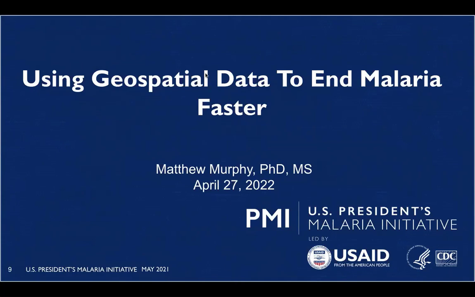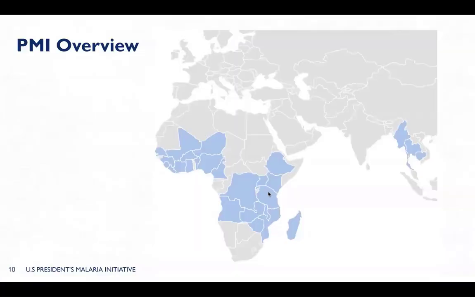I am the CDC Strategic Information Team Lead with the U.S. President's Malaria Initiative, commonly referred to as PMI. The PMI program started in 15 African countries, but now works in 24 partner countries in sub-Saharan Africa and 3 countries in the greater Mekong subregion of Southeast Asia. These countries represent approximately 90% of the global malaria burden. PMI is a multi-agency initiative led by USAID and implemented with the US CDC.